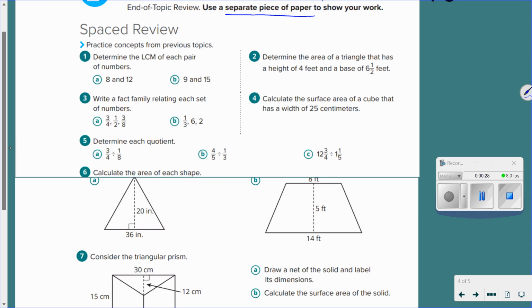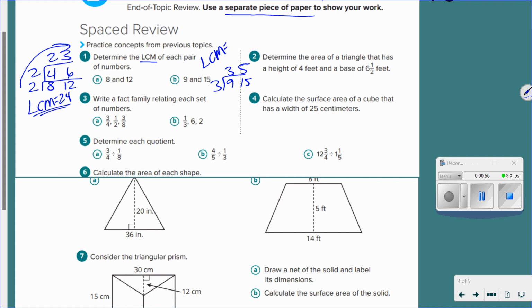Okay? So we're doing LCM for each pair. I have 8 and 12. Go through your 4 key numbers, 2, 3, 5, and 7. I can divide those by 2, gives me 4 and 6. 2 gives me 2 and 3. LCM is all of them. 2 times 2 is 4, times 2 is 8, times 3 is 24. 9 and 15. I can divide both of those by 3. Gives me a 3 and a 5. 3 times 3 is 9, times 5 gives me 45.